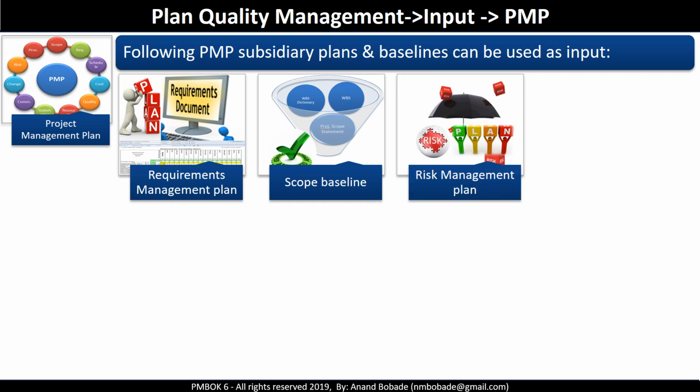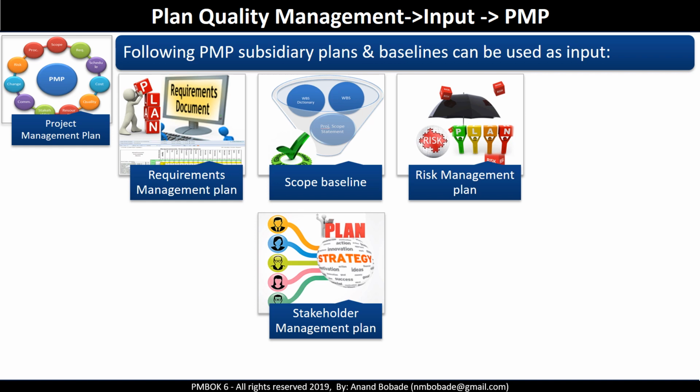Risk management plan. Risk of defects need to be considered while determining cost of quality. Risk management plan may allow certain level of risk of defects based upon comparison of cost of doing quality control measures with cost of not doing them. Stakeholder management plan. It documents stakeholder needs and expectations that contribute to the quality requirements.